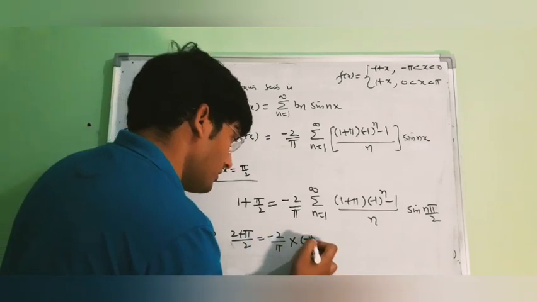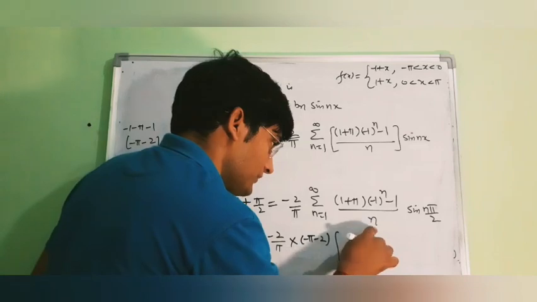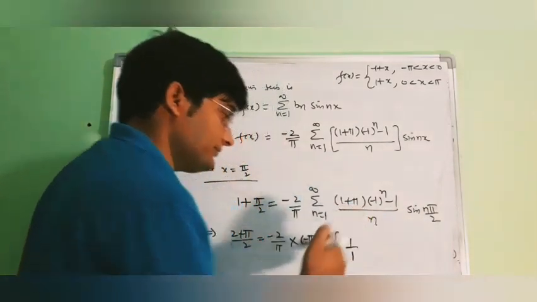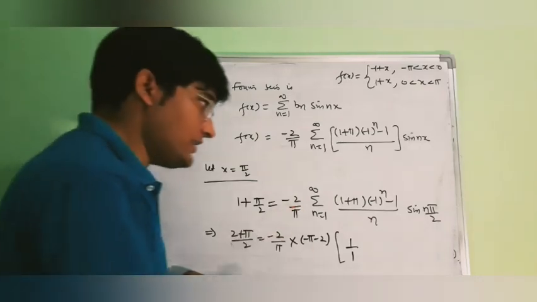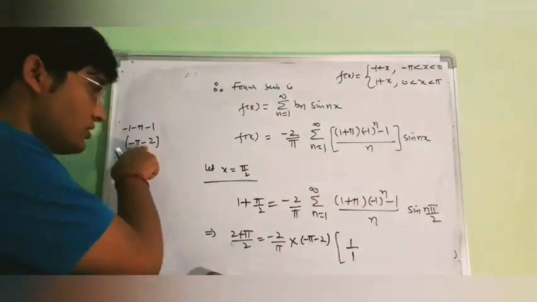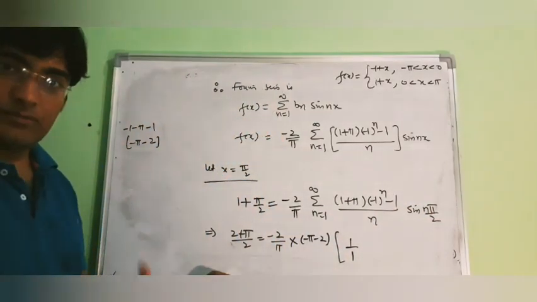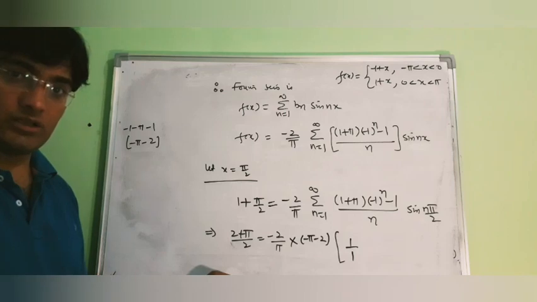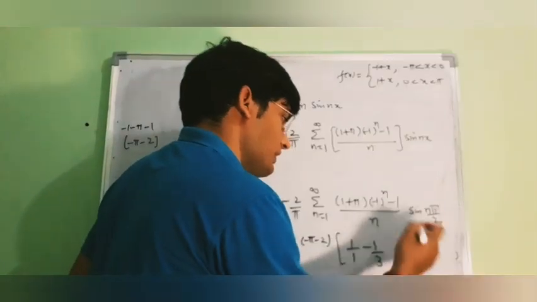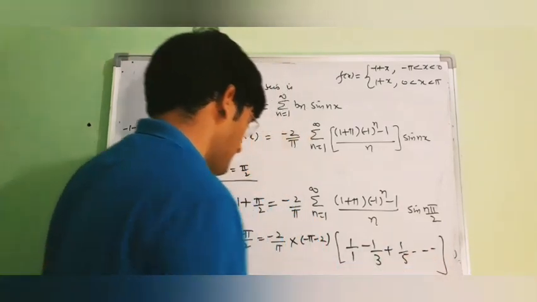So in the numerator we will have minus pi minus 2. Then if n is 1, this will be sine pi by 2 by 1, that means 1 by 1. If n is 2, then this is 0. If n is 3, in the numerator we will have this term, and in the denominator this will be sine 3 pi by 2. And sine 3 pi by 2 means sine 270 degrees, and that will be minus. So this will be minus 1 by 3. Then if n is 5, we will have 1 by 5 and so on.